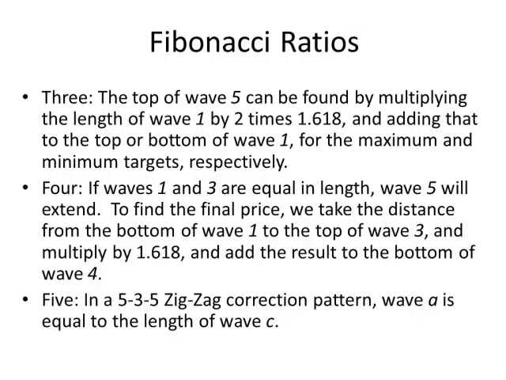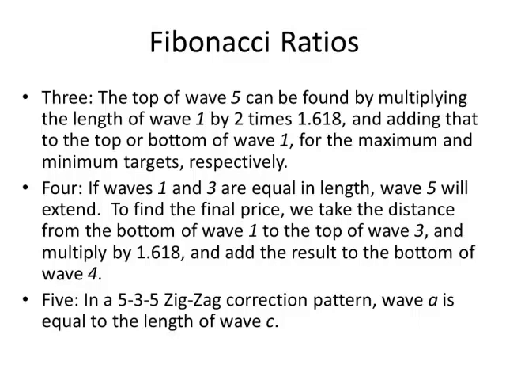Number 4. If waves 1 and 3 are equal in length, wave 5 will extend. This is partly back to what we said in one of the earlier ones. To find the final price, we take the distance from the bottom of wave 1 to the top of wave 3 and multiply by 1.618 and add the result to the bottom of wave 4. Again, it's quite a few different instructions here, but if we just go through it one by one, it's not very difficult.